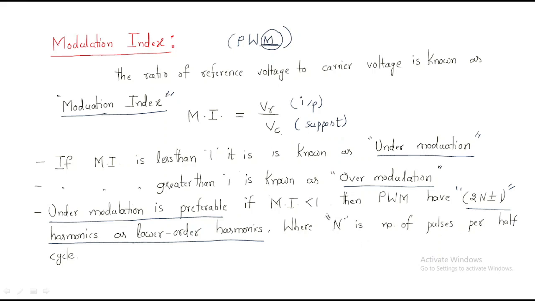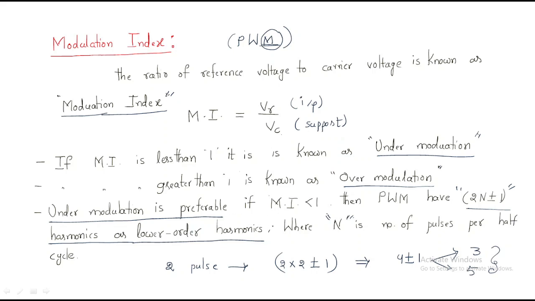Where n is the number of pulses per half cycle. For example, we have two pulses, then the harmonics are 2n plus or minus 1, that is 2 into 2 plus or minus 1, which means 4 plus or minus 1. 4 minus 1 gives 3, and 4 plus 1 gives 5. So the third harmonic and fifth harmonic are eliminated.